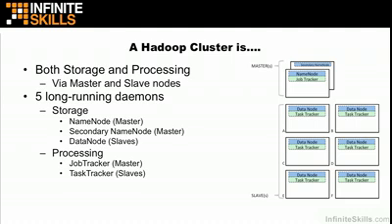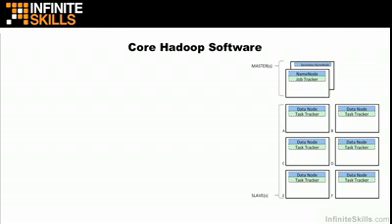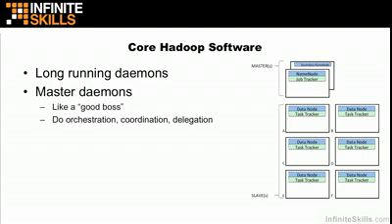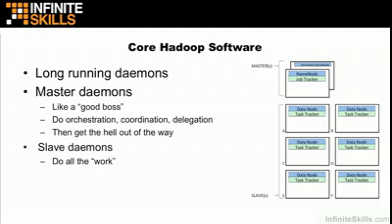The core Hadoop software again involves several long-running daemons. These 5 daemons need to be up and running at all times. The master daemons you want to think of like a good boss. They do orchestration, coordination, and delegation, and then they conveniently get out of the way. Slave daemons do all of the work, which is storage and processing. The raw blocks comprising the input and output data, as well as the actual processing work itself, are always done on the slaves, never on the masters.